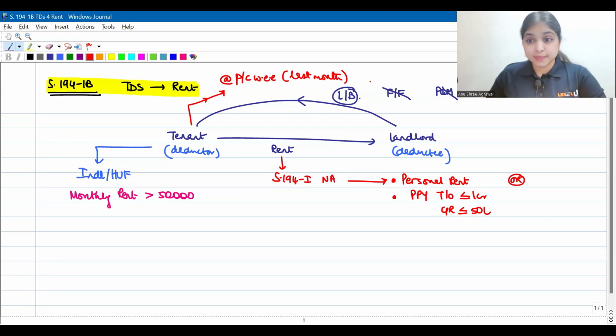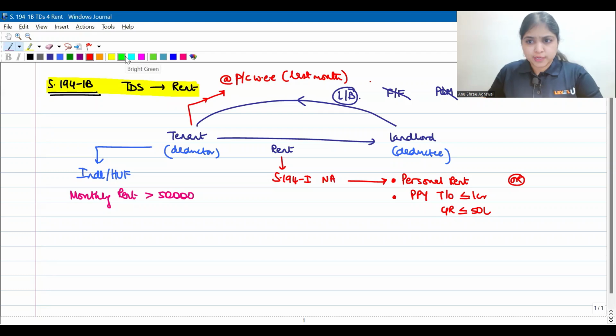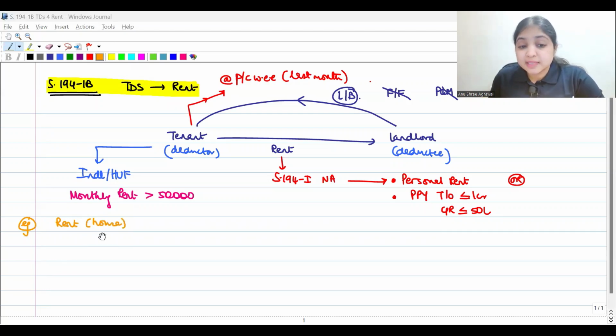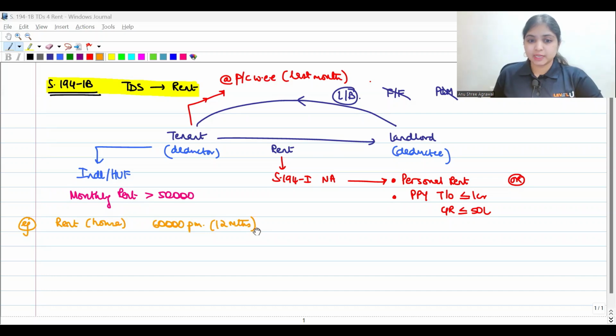Now see, I'll give you some examples to help you understand this a little better. Totally around 4 examples we will see. Listen to the first example. Let us say the tenant took on rent a particular house for him to live in. So it's personal rent, guys. 60,000 rupees per month he's going to pay as rent, and all 12 months he has lived in this house. So for all 12 months he's going to pay rent for this house.